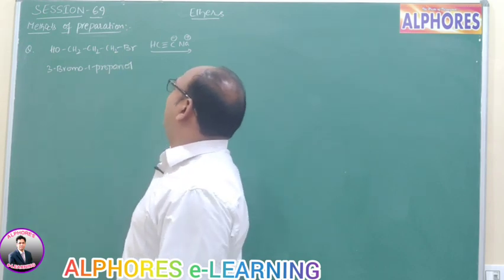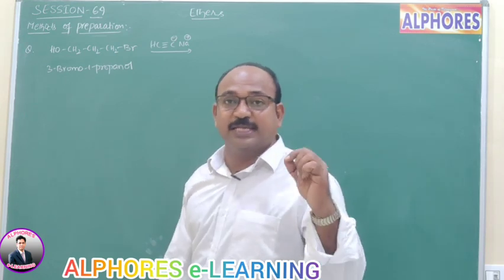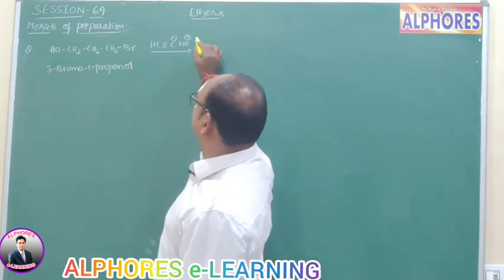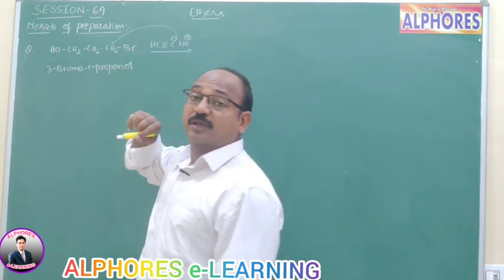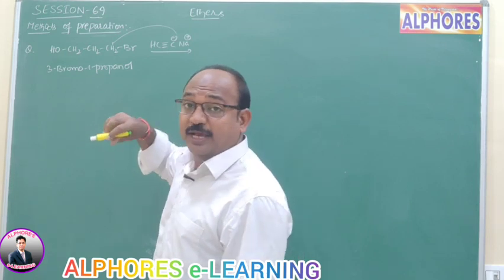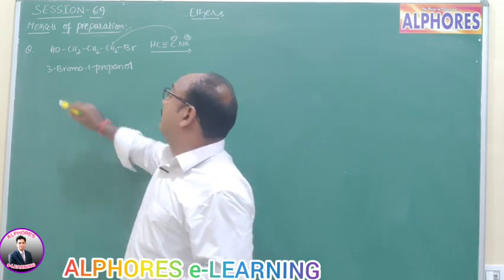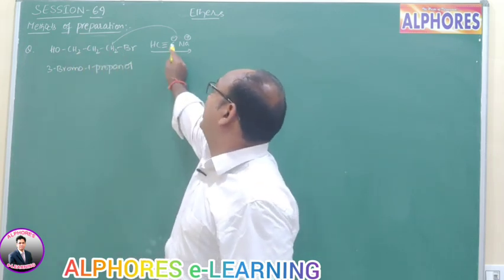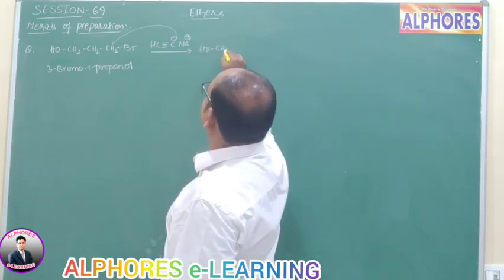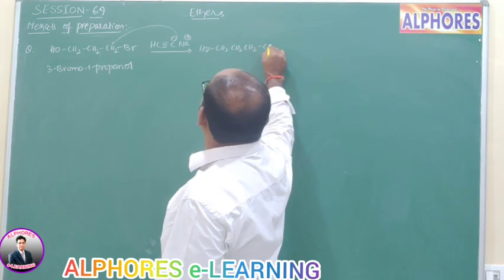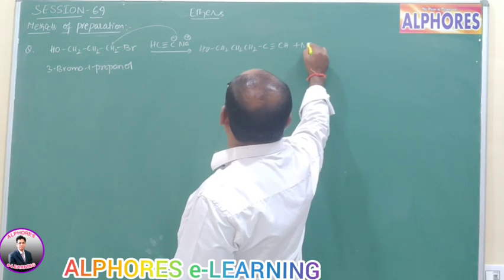So 3-bromo-1-propanol upon treatment with HC triple bond C minus Na plus, monosodium acetylide. What are we expecting? This C minus has to attack the carbon containing the halogen, the leaving group. It displaces Br, Na will leave, and ultimately we get the product OH, CH2, C triple bond CH, along with the NaBr.